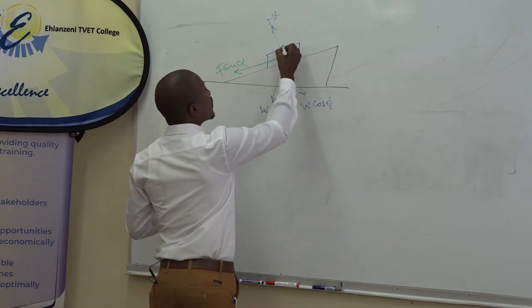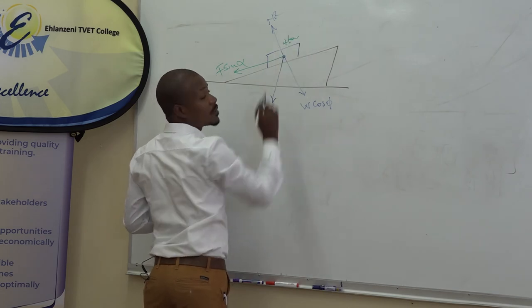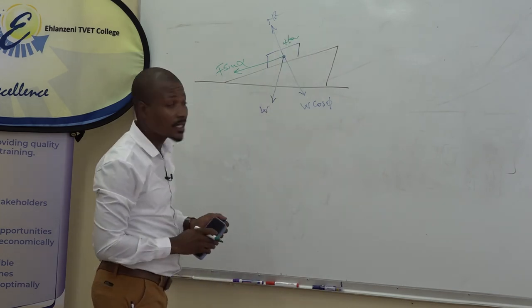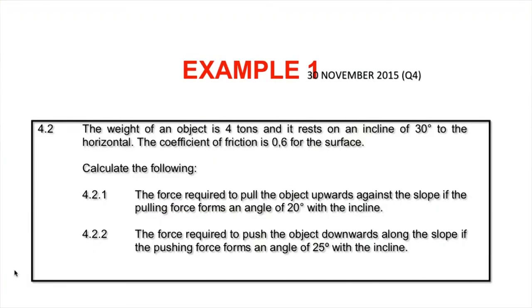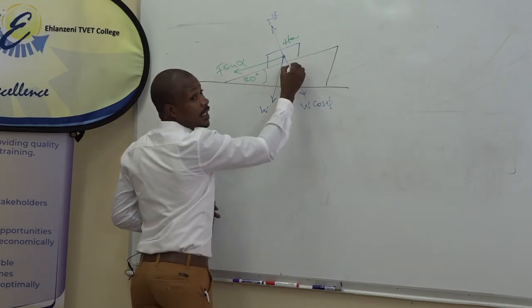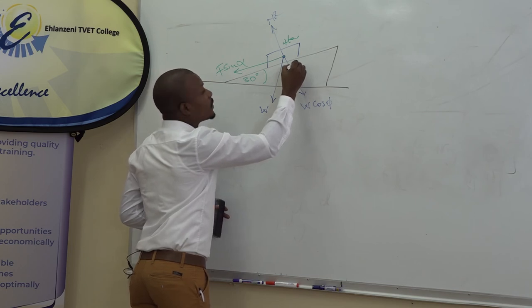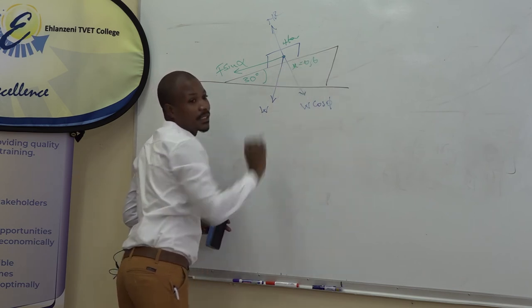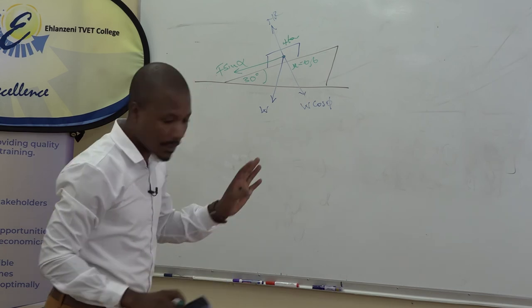They said the object has a mass of 4 ton. This means that the object has a mass of 4,000 kg. It rests on an inclined plane, making an angle of 30 degrees to the horizontal, right? The coefficient of friction is given as 0.6, right? So let us sum this up first.